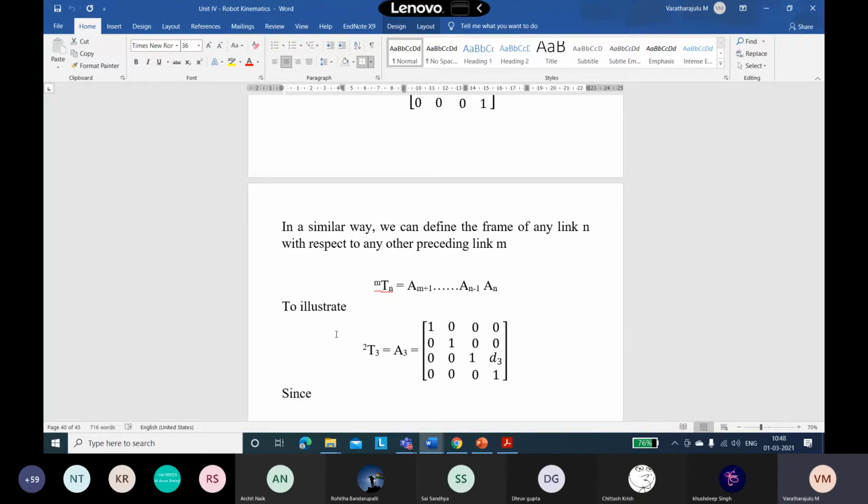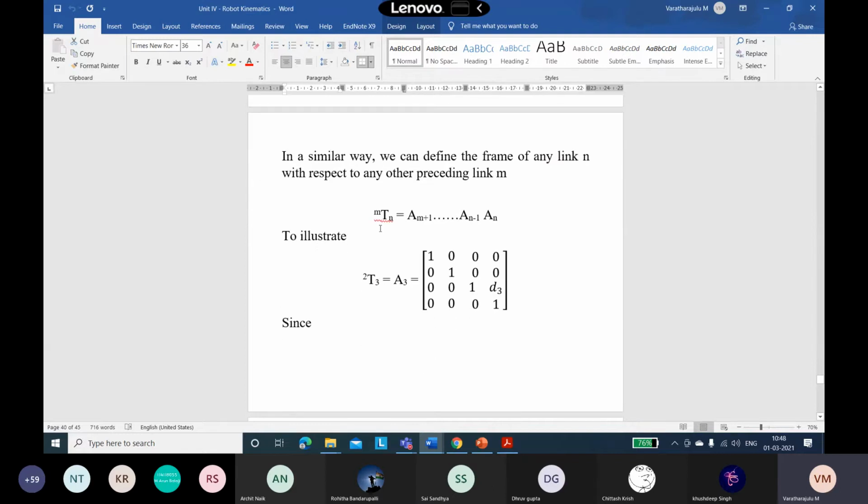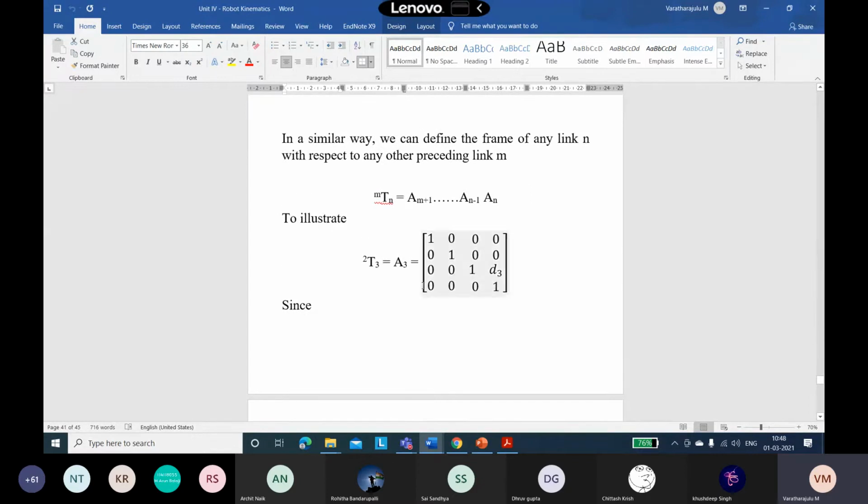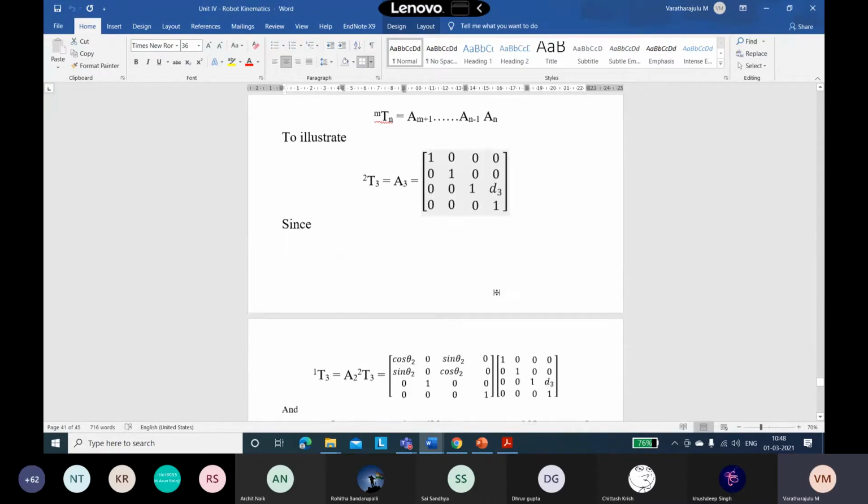We can define the frame of any link n with respect to any other preceding link m. Link n to link m, and here A m plus 1 and so on, A n minus 1 into A n. Here at the end we have A3. I am considering A3 as the matrix T 2 to 3, and this is the matrix.